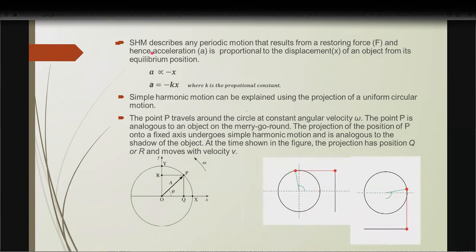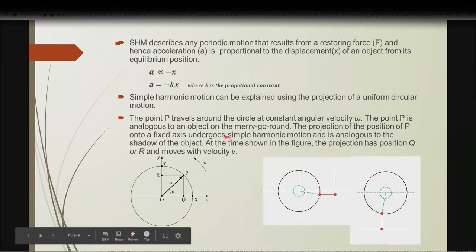Right, let's move on. We can now define simple harmonic motion. It is motion in which the acceleration is proportional to the displacement and opposite in direction. So a is always proportional to minus x, and we remove this proportional sign using a constant k. We call this the proportional constant.